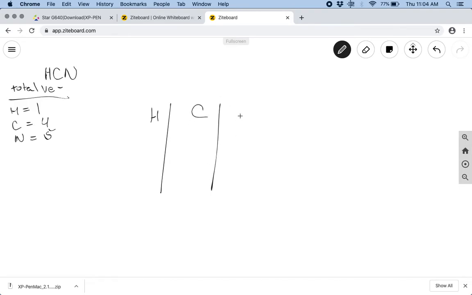So H, C, N, and O. These are some of the most popular atoms that we do Lewis structures with. So we want to look at how do we normally see these?